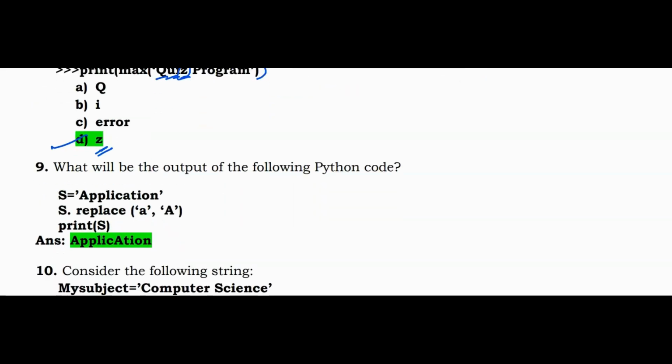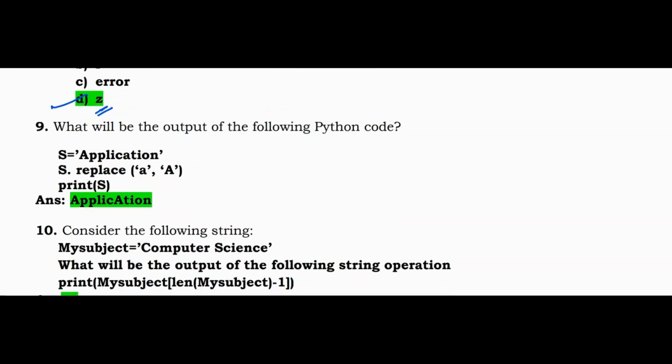Okay, so the next is, what will be the output of the following Python code? S is equal to application. S dot replace. They have used the replace function with a comma capital A. One is your older string, another one is your newer string. So you should replace the small a with capital A in the output section. Like this: Application.